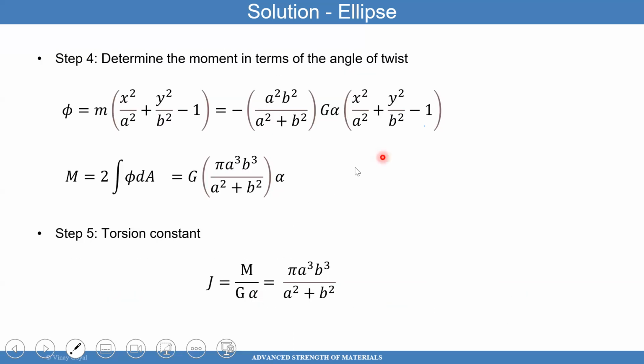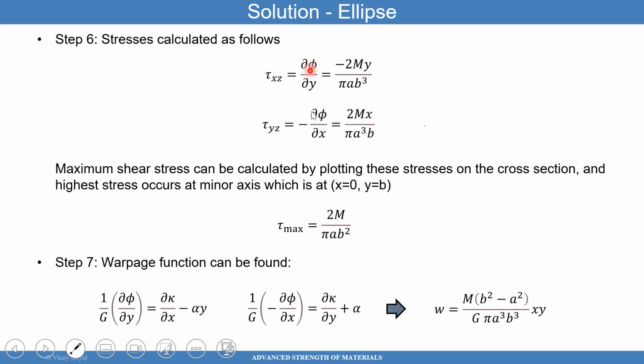If you plug in this phi that I found here, and I plugged it into this phi here, I can get the shear stress now. And the shear stress will be this equation. I also calculate the shear stress for tau yz, the other shear stress. That's the shear stresses. Now I also know the shear stresses for the problem along the whole ellipse.